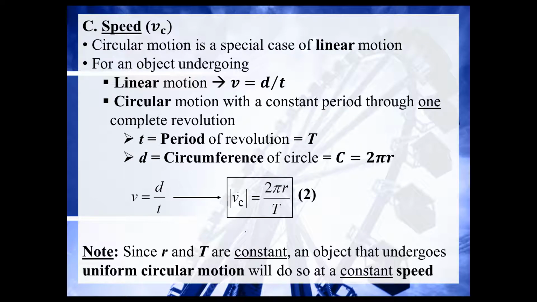One note: the assumption is we're undergoing uniform circular motion, so we have a constant period. If our period is constant, and for a circle our radius is constant, then as we go around the circle, your speed would also be constant. So that's another way we could define uniform circular motion: an object moves in a circle with a constant period at a constant speed.